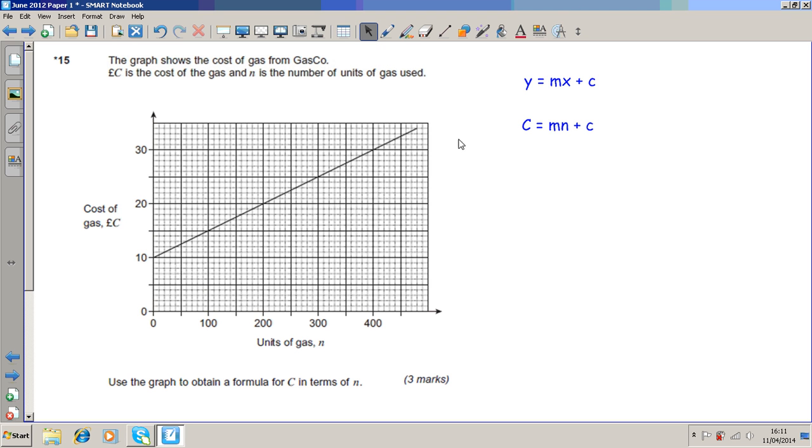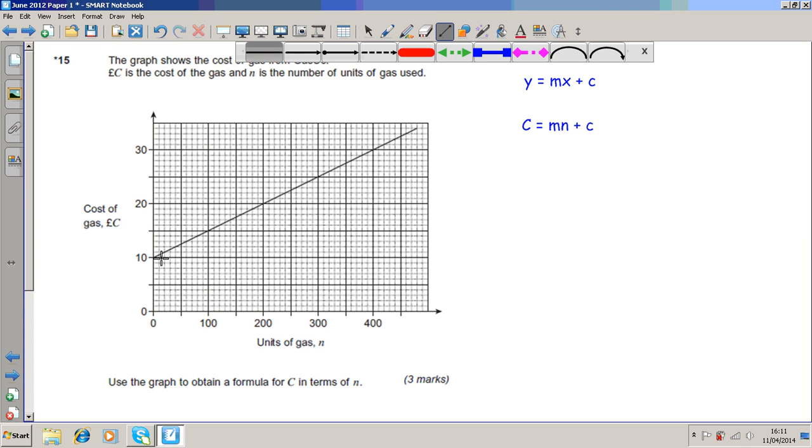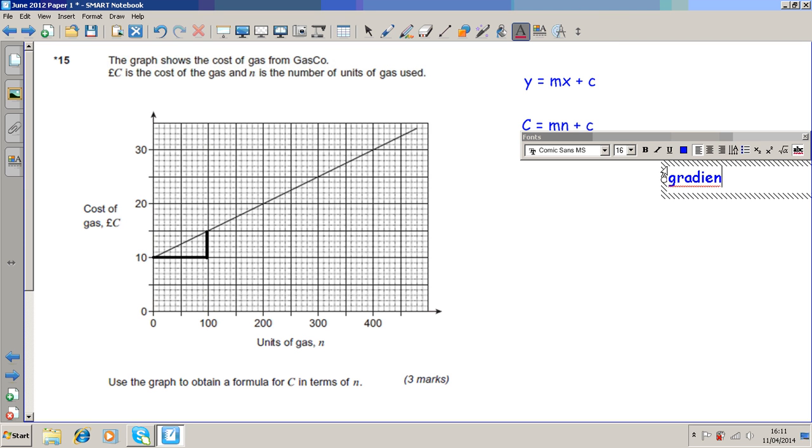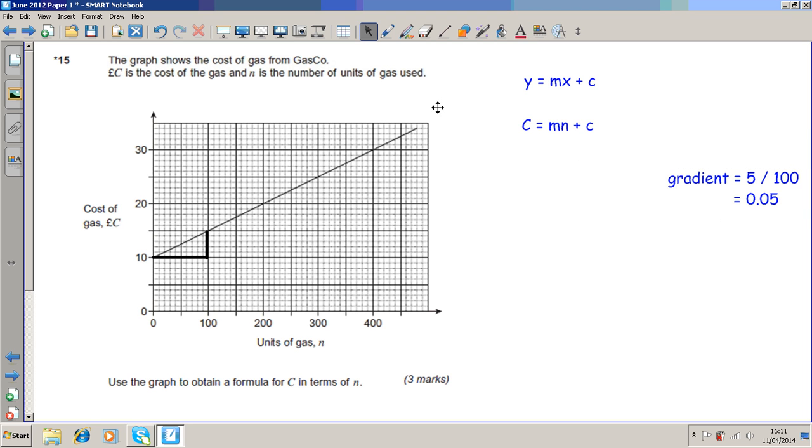Now to work out what our m stands for is the gradient. So we want to know for 1 square to the right how many it goes up, while for 100 squares to the right it goes up 5. So the gradient then is going to be 5 divided by 100 to work out for 1 square to the right. It's going to be 0.05. So that's our m value.